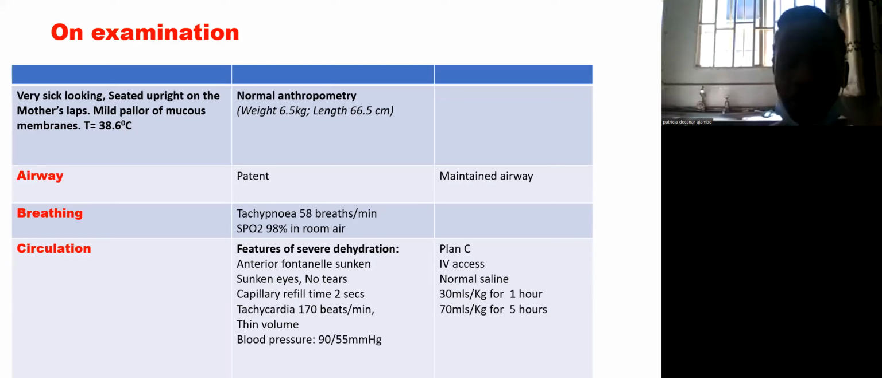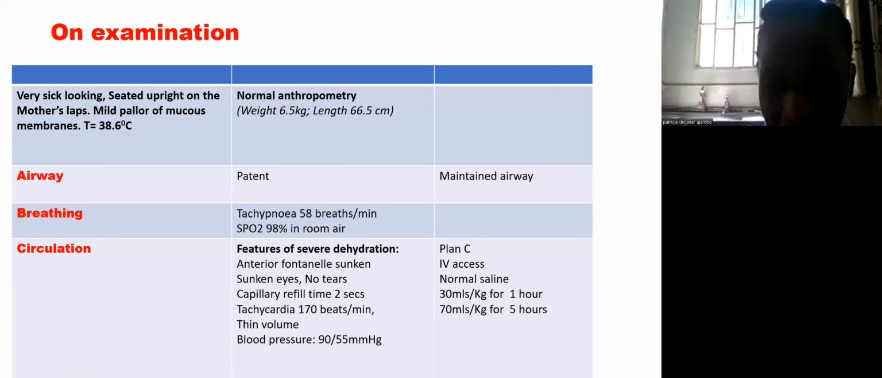He had features of severe dehydration, evidenced by a sunken anterior fontanelle and sunken eyes with no tears. The capillary refill time was 2 seconds, with tachycardia of 170 beats per minute and a pulse of thin volume. He had a blood pressure of 90 over 55 millimeters of mercury, which was slightly low for his age.